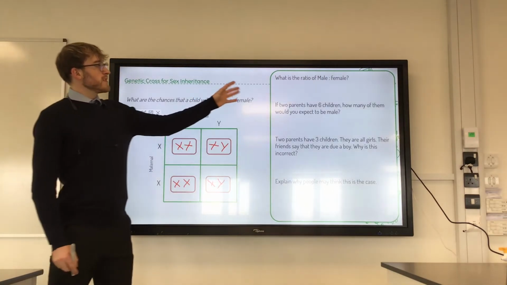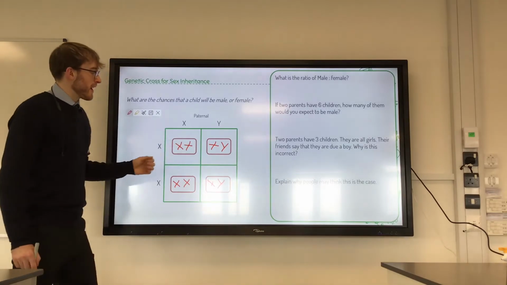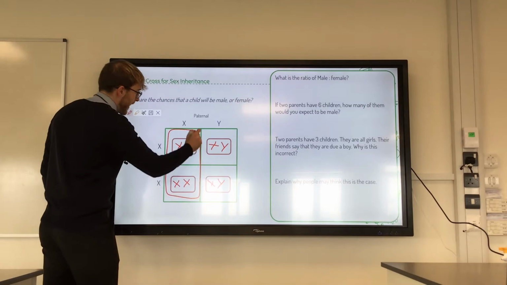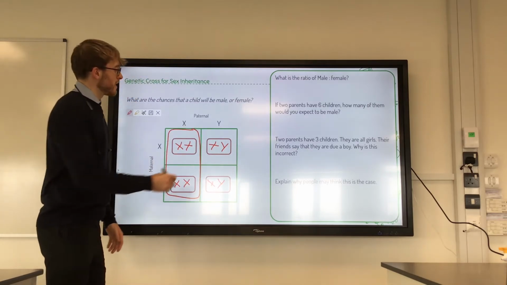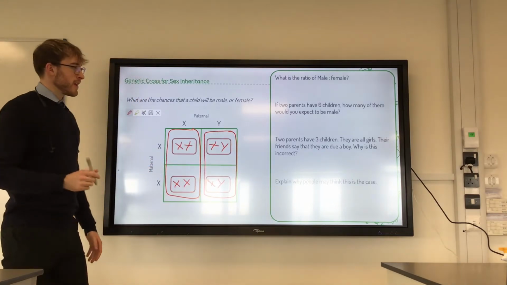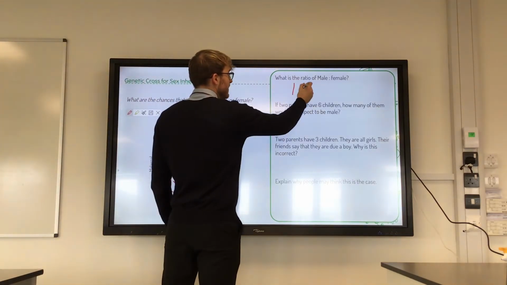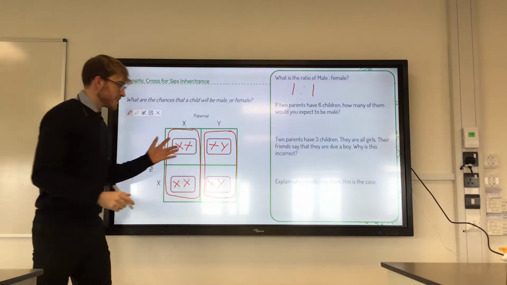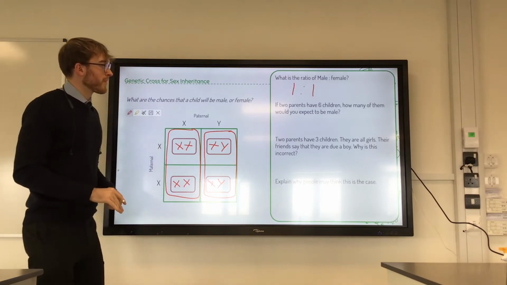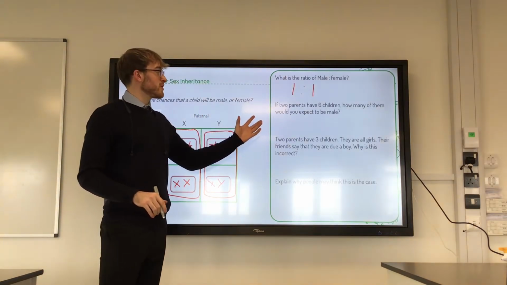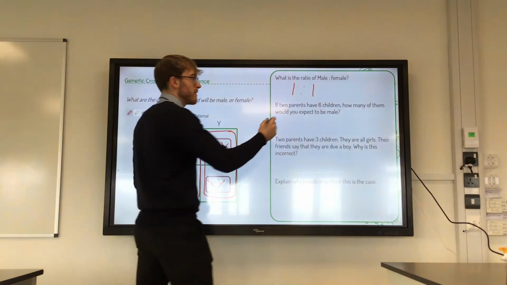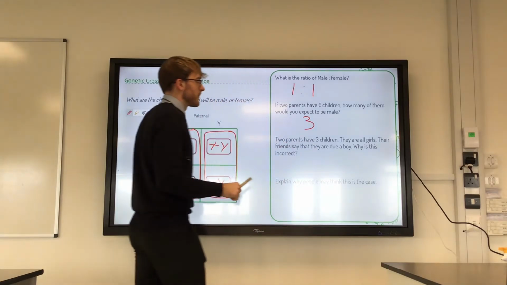We're then asked, what is the ratio of male to female in the expected offspring? Well, 2 of these are XX, so will be female, and 2 of them are XY, and therefore will be male. So we have a ratio of 1 to 1. We could say 2 to 2, but as before, we can simplify that to 1 to 1. If 2 parents have 6 children, how many of them would you expect to be male? Well, if it's 1 to 1, then it'll be 50%, so 3.